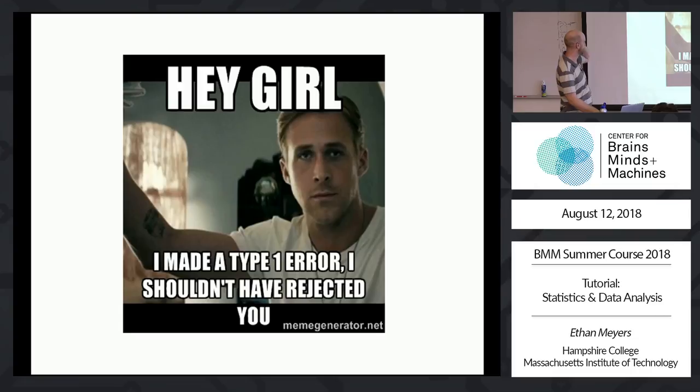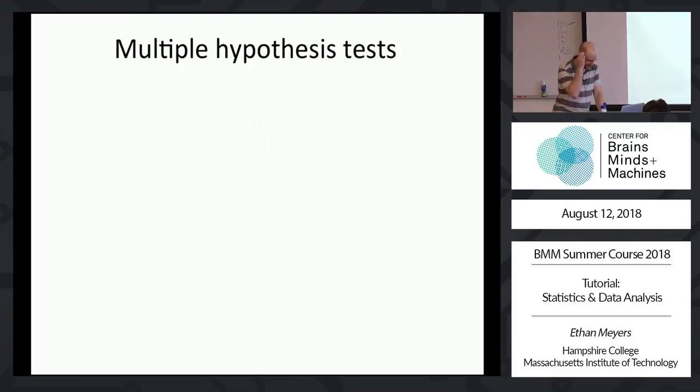Okay, Ryan Gosling joke. Hey, girl, I made a type 1 error. I shouldn't have rejected you. Right. Okay. Oh, shoot. Okay. Try to run this really quickly.